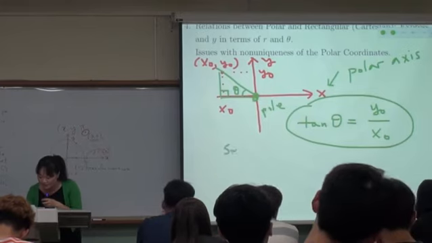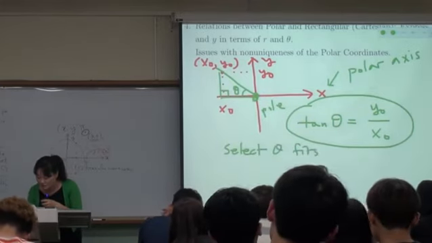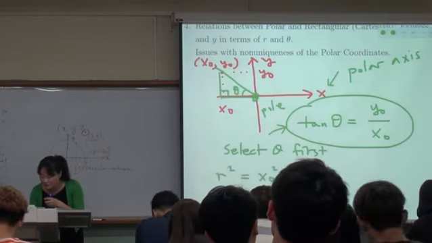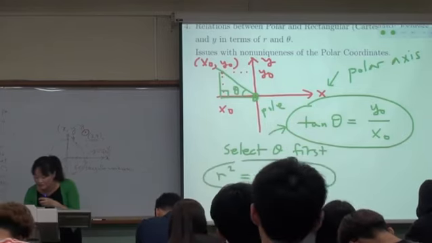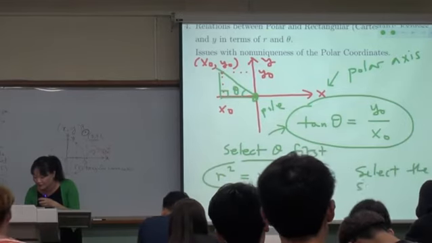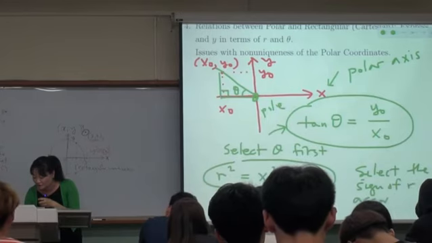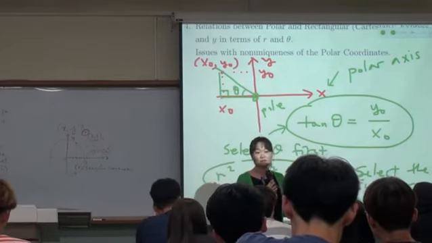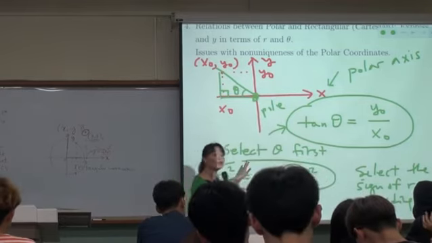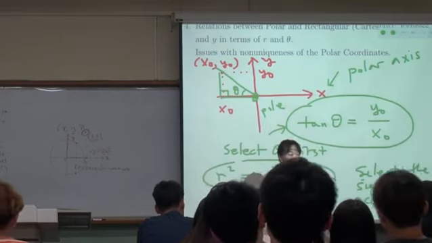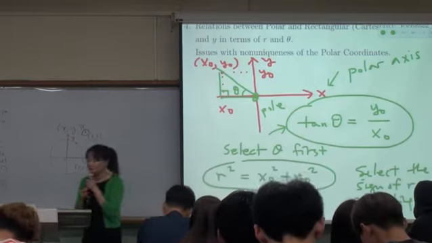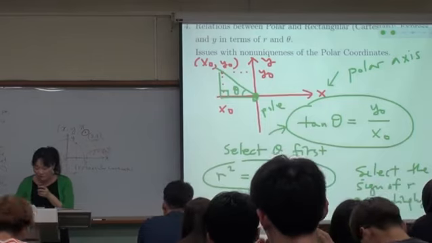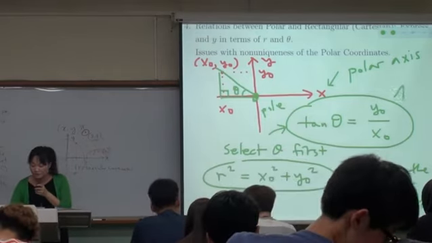So, select theta first using this. And then r squared is x0 squared plus y0 squared. Select the sign of r accordingly. Why do we have a freedom of choice? Because the polar coordinates are not unique. Get it? So remember these two equations. Any question? You will have to memorize these.